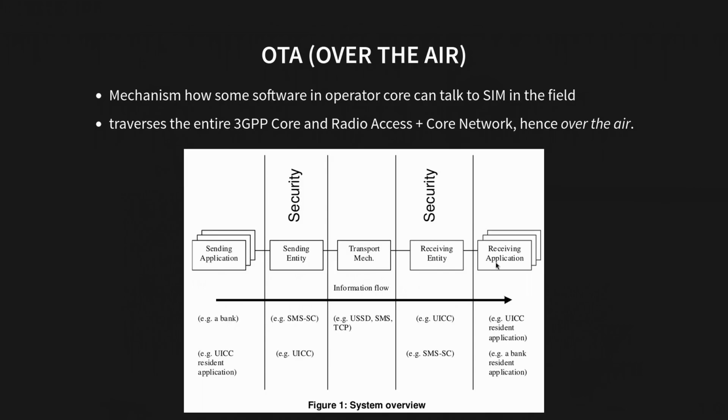So here the eUICC is on the left-hand side and the bank is on the right-hand side, but it can be the other way around. The design of all of this is such that there is a part that's specified in a transport-independent way, and then there are transport-specific adaptations. For example, over SMS, over USSD, over TCP, over HTTPS, there are all these adaptations for how this can happen.